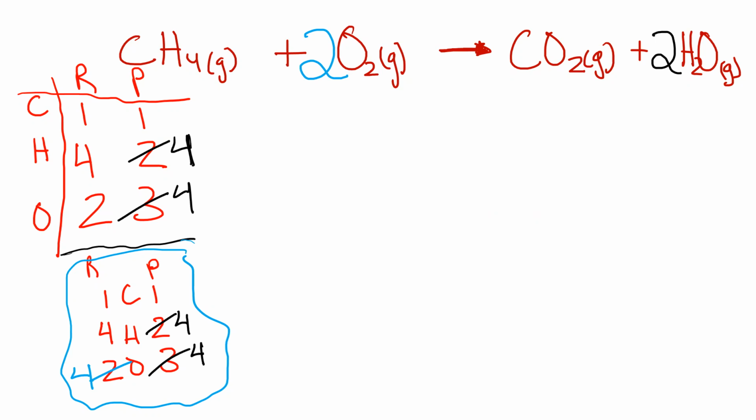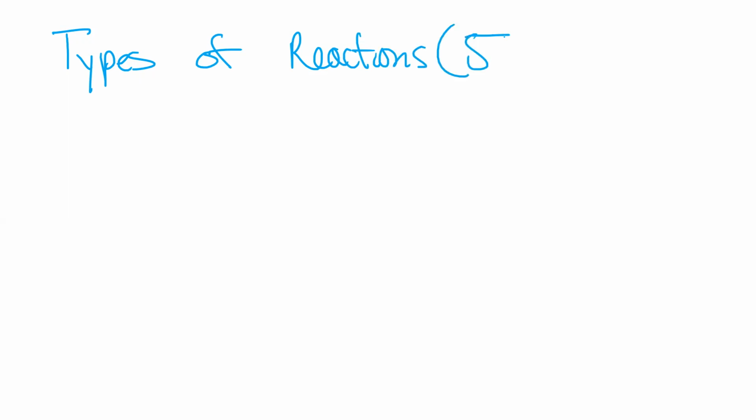Then, we just talked about balancing equations. I've shown you an example of balancing equation. Next thing, let's talk types of reactions, which is section 5.2. This honestly is a section that really you can read. But I'll show you a few things, okay?